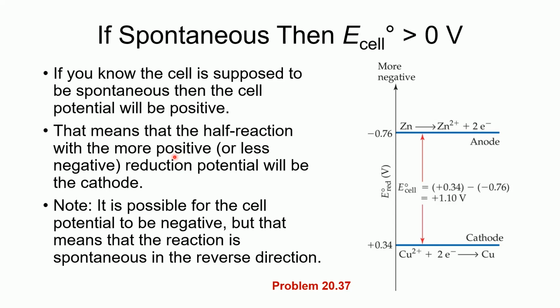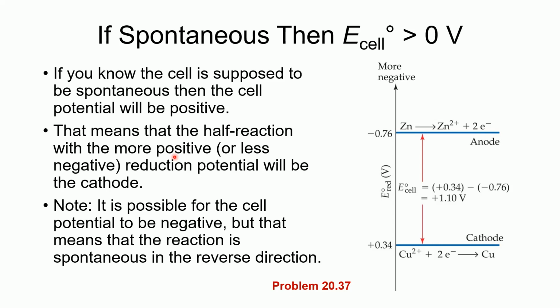Now, just as a quick note, it is possible for a cell potential to be negative, but what that means is that the reaction is not going to be spontaneous in the forward direction. It'll actually be spontaneous in the reverse direction. And so that's roughly the equivalent to having a delta G that was greater than 0. It can happen, and we can write out equations that correspond to that. However, that is going to be an issue. So just something to think about when you're doing this.